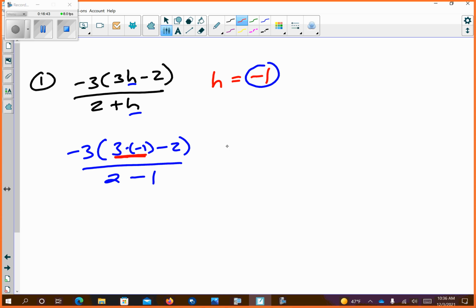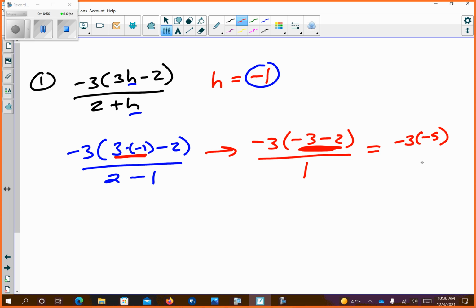So let's multiply here. Two minus 1 is just 1. So, oh, sweet. This is not even going to be over a thing. If I combine that together, what do I get? -5. Very good. And it's over 1, but I don't have to put that. So -3 times -5 is positive 15. So I believe our answer is A.